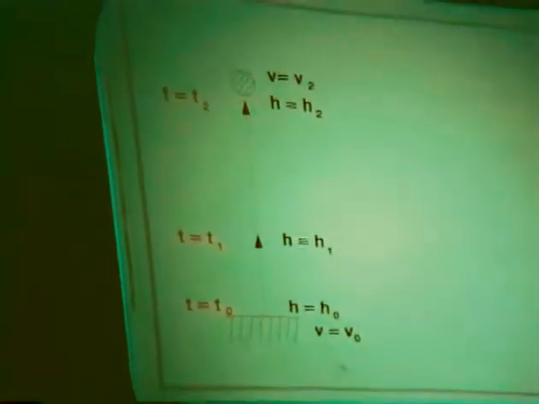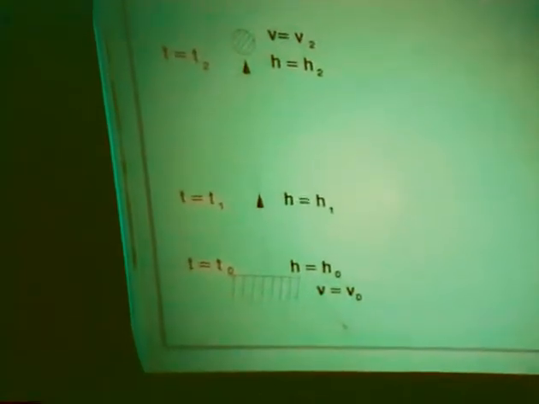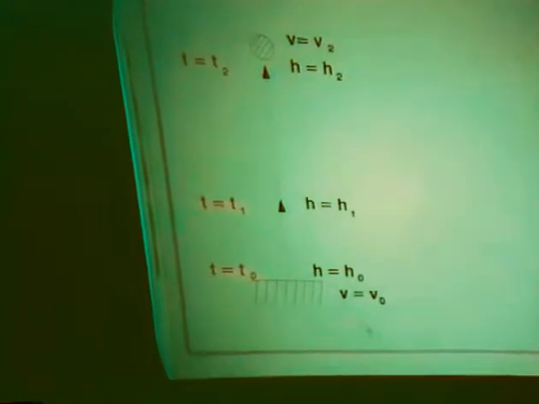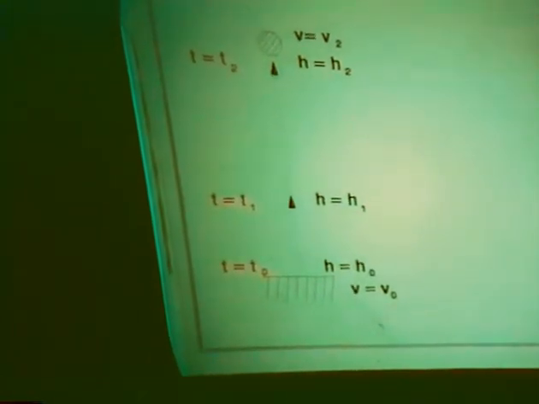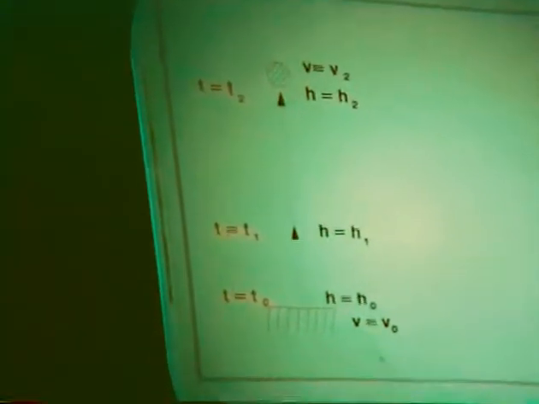Now I have to go back to the previous transparency, where I put the T1, T2, and the height. Now let's see what will happen in a chemical reactor. Let's say a fixed bed reactor where the feed goes from the bottom and exits through the top.